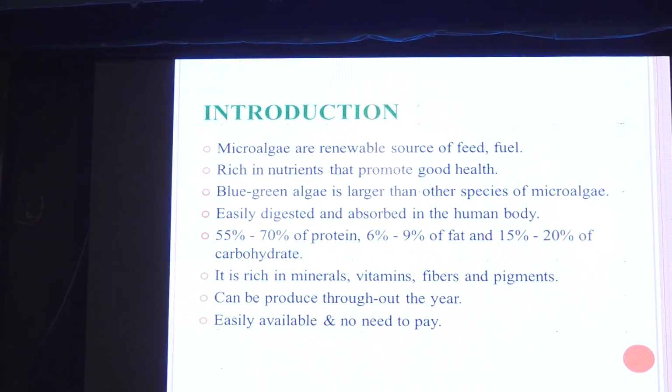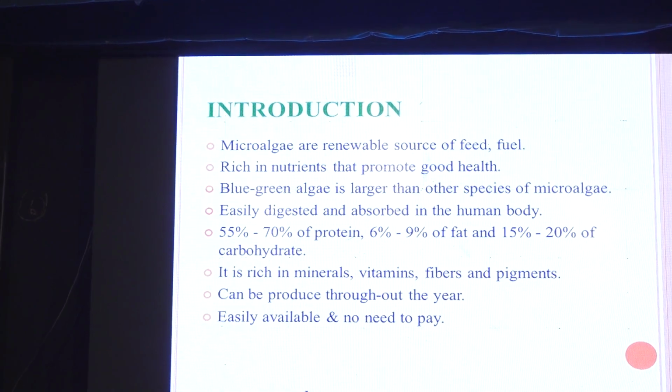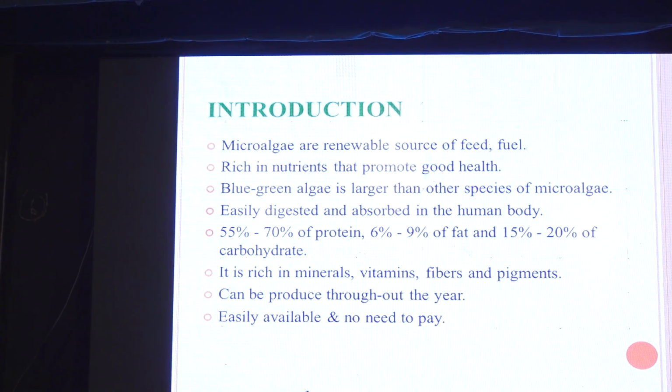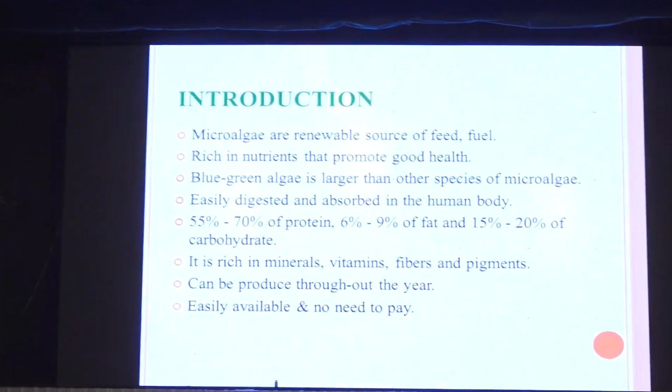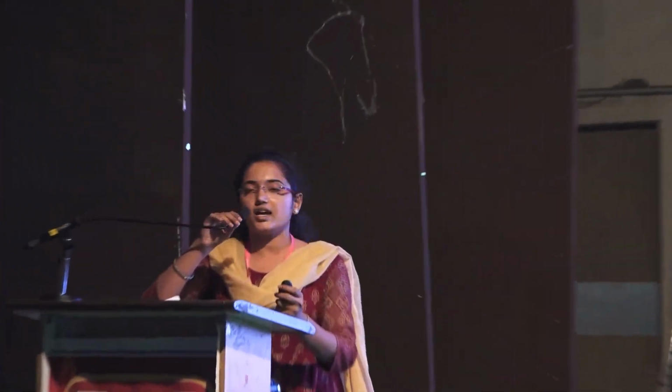Introduction of my topic: microalgae as a renewable source of food. It is blue green algae, which is larger than other species of microalgae. It is rich in nutrients. It contains a very low amount of nucleic acids, composed of 69% protein and 50% carbohydrates. It is rich in minerals, vitamins, and pigments. Let's move to the next slide.